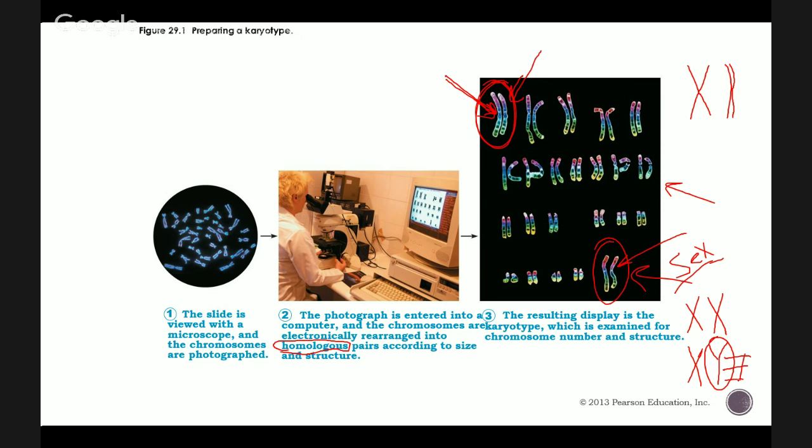All right. So anyway, the other 22 pairs are called autosomes.